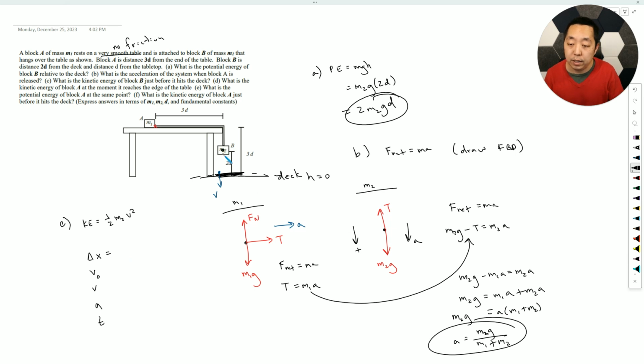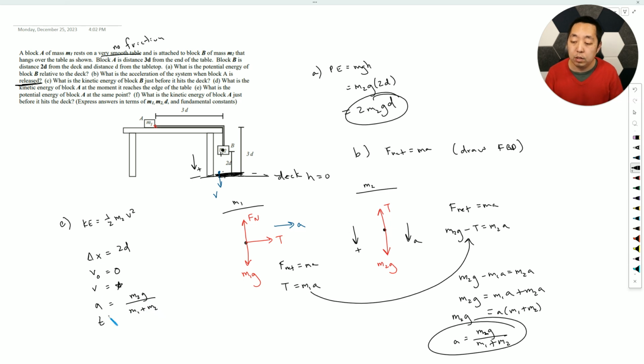But from there to there, if we say down is positive, the displacement is going to be 2d. The initial velocity, we're going to assume it's released from rest. I don't know if they say it in there. Oh yeah, it's released here. Released from rest, so the initial velocity is 0. Final velocity is what I would like to figure out, and the acceleration is m2g over m1 plus m2.